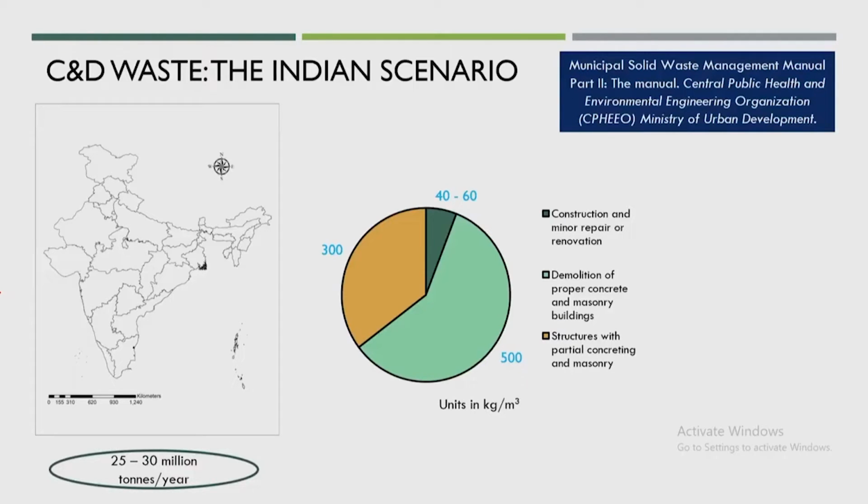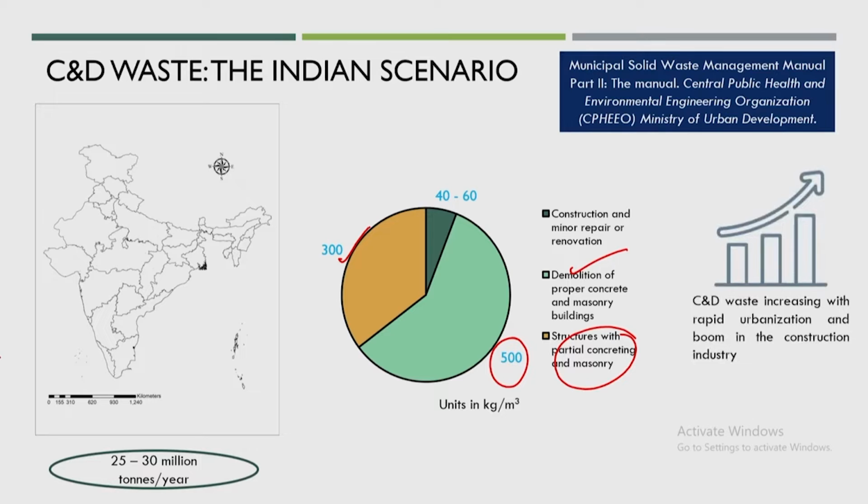Here also, if you see, the maximum amount of waste is generated from demolition waste only, okay. And also from the structure with partial demolition or some masonry or concreting work, this waste is getting produced, and a small amount by minor repair and construction repairing, but the major share is the demolition waste.